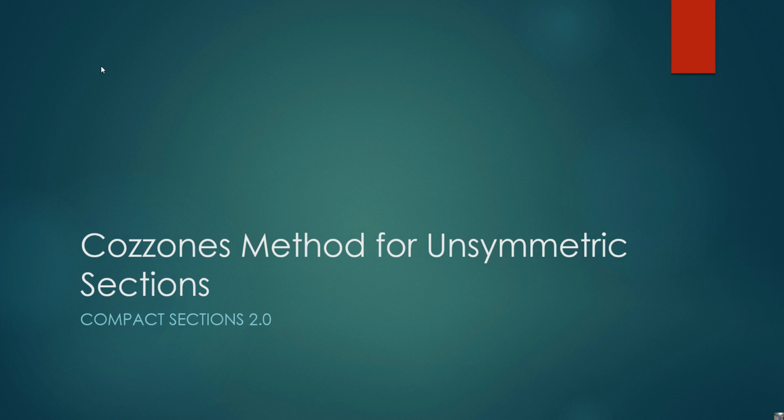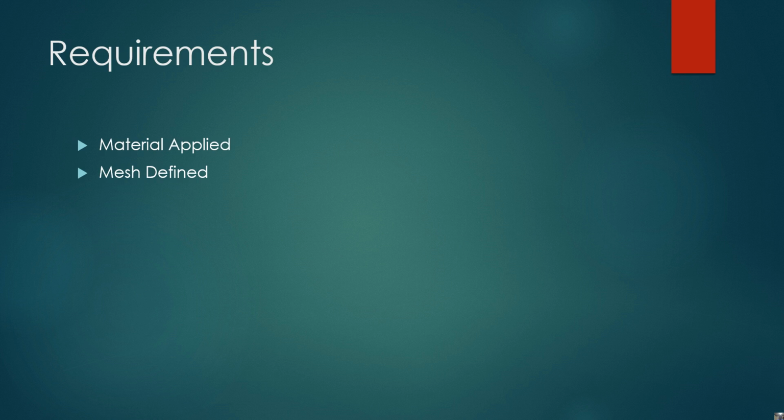In Release 2.0 of CompactSections, a method for doing Cozzone's solution for unsymmetric sections was added. So before you can apply this method, you've got to create your section and then apply a material, and then it has to have a mesh.